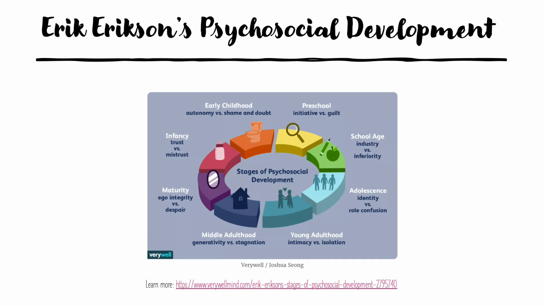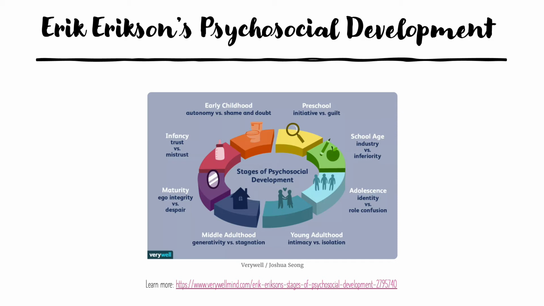The next of the psychoanalytic approaches is Erickson's psychosocial development. And this is a chart I pulled from Verywell, and Joshua does some great graphics. So this is one of those graphics, and what you notice in the difference here is that there is always an opposite. Erickson had 8 stages of development that grew out of Freud's work.